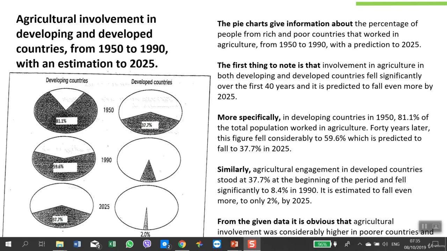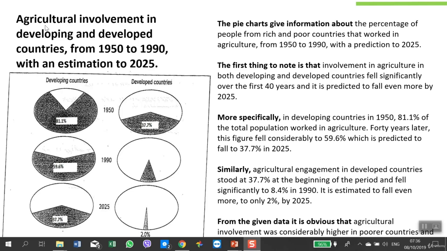These pie charts are a little different to the ones before. Can you spot the difference? Look at the time, 1950, 1990, and there's a prediction to 2025. So how do we tackle a task with a prediction? We must change our tenses. So here, let's look at the introduction.